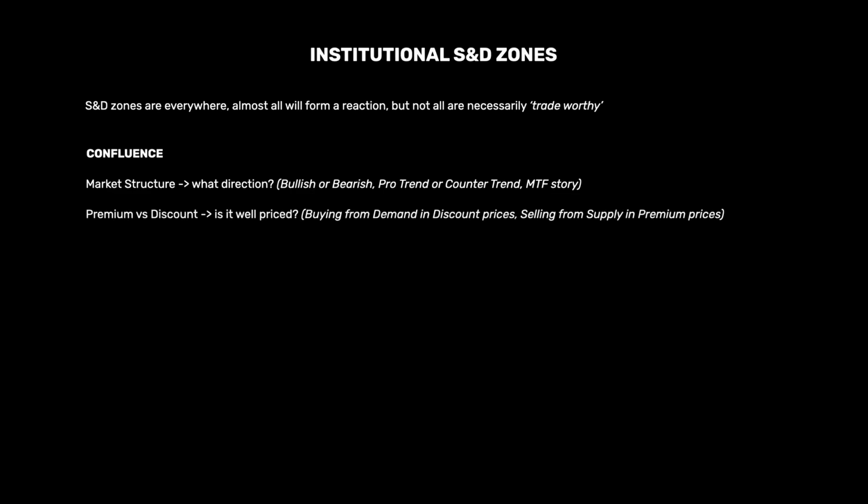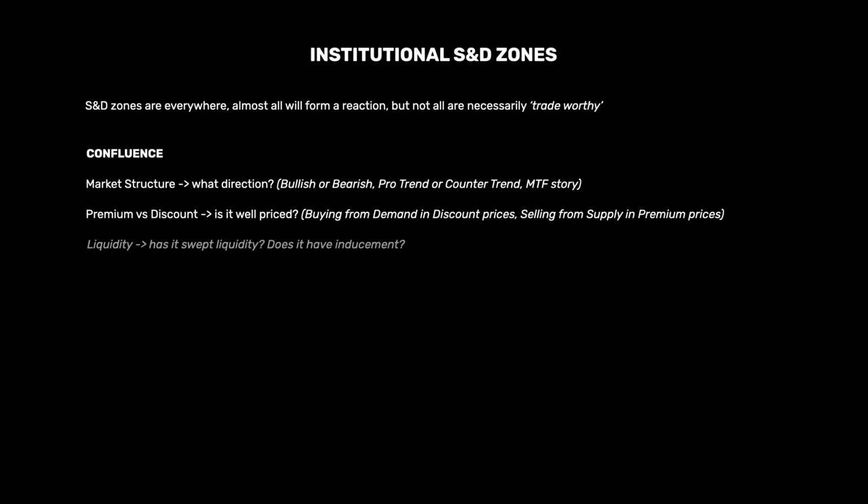But then we looked at the concept of premium versus discount. Pretty simple one, right? It just helps us to see if we're looking to trade at a level that is well priced. So if we think about bringing supply and demand into this, we can look to buy from demand zones that are in those discount prices, and we can look to sell from those supply zones up in those premium prices to again increase our strike rate and increase our overall reward to risk ratios.